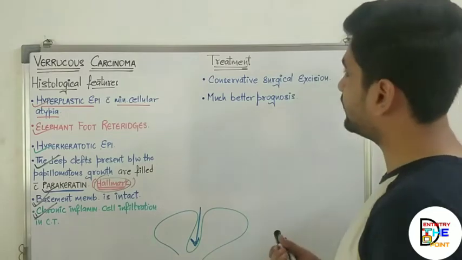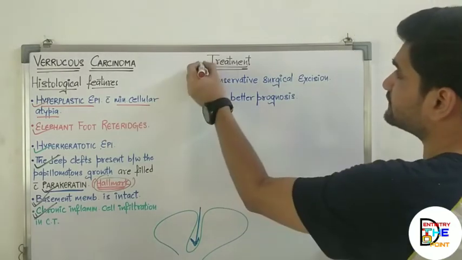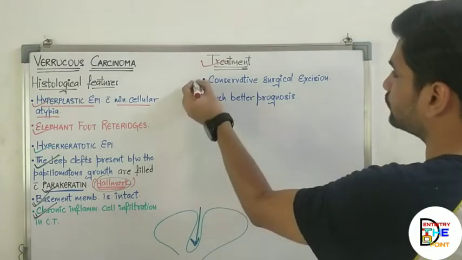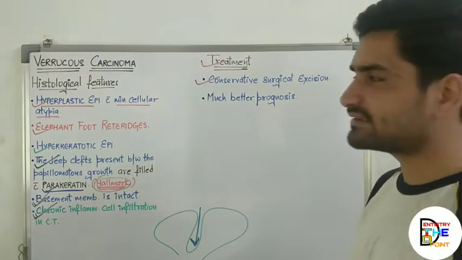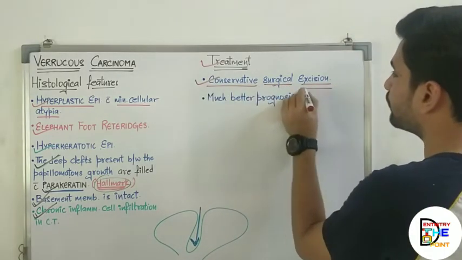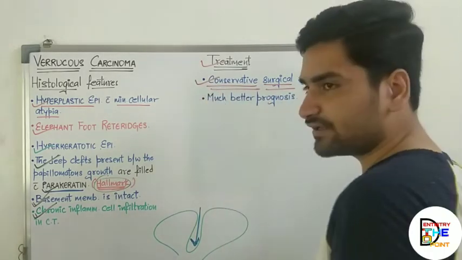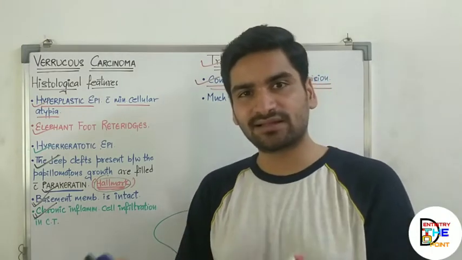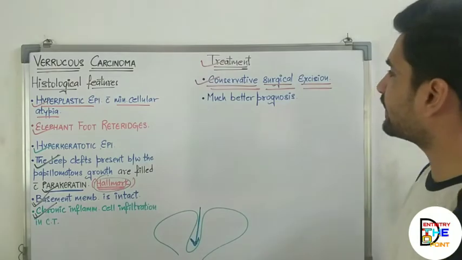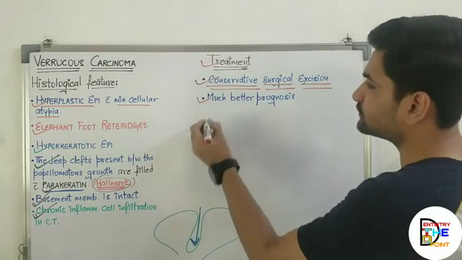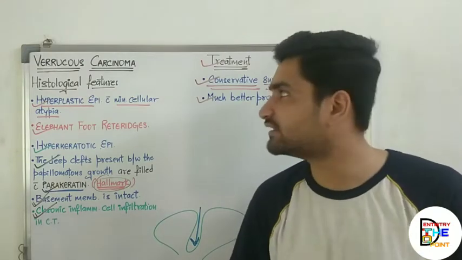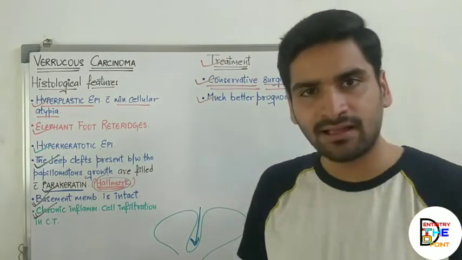Lastly, we are left with the treatment. So nothing much in the treatment. Again, the treatment of verrucous carcinoma is going to be conservative surgical excision. You need to excise the lesion very conservatively and properly so that there is no chance of recurrence. Although the chances of metastasis and recurrence are very much less, then also we need to take care and the prognosis of such patients is also seen much better. So conservative surgical excision is going to be the treatment regarding verrucous carcinoma.